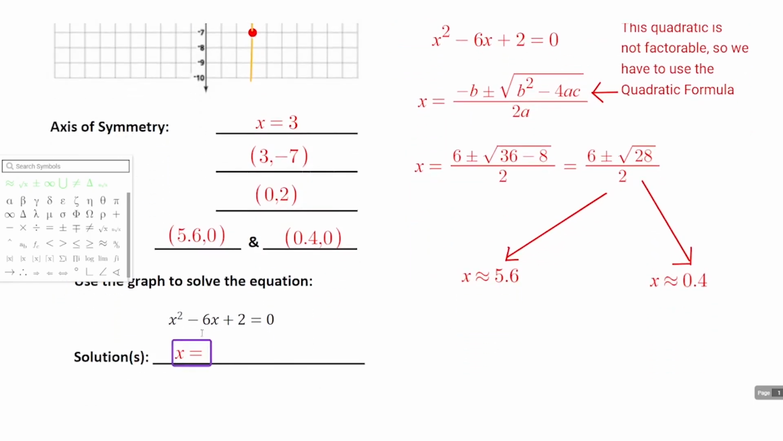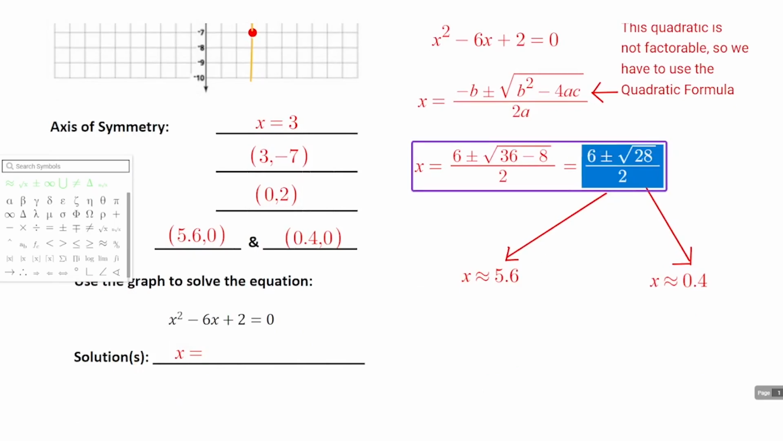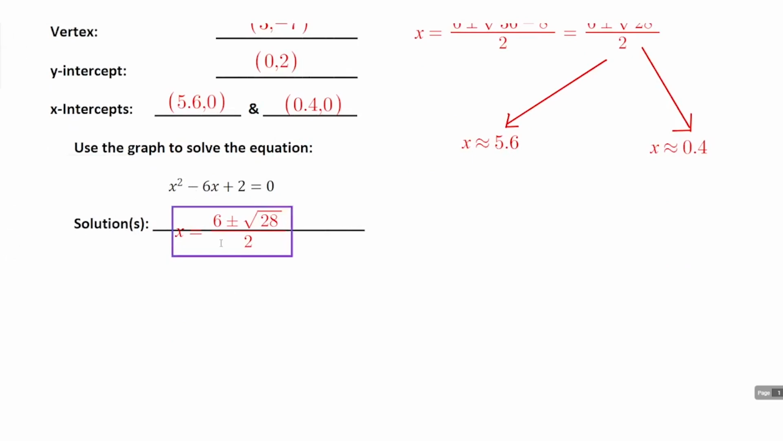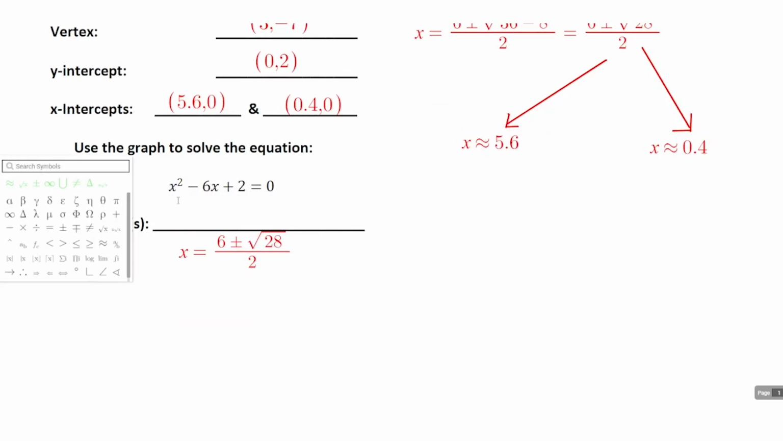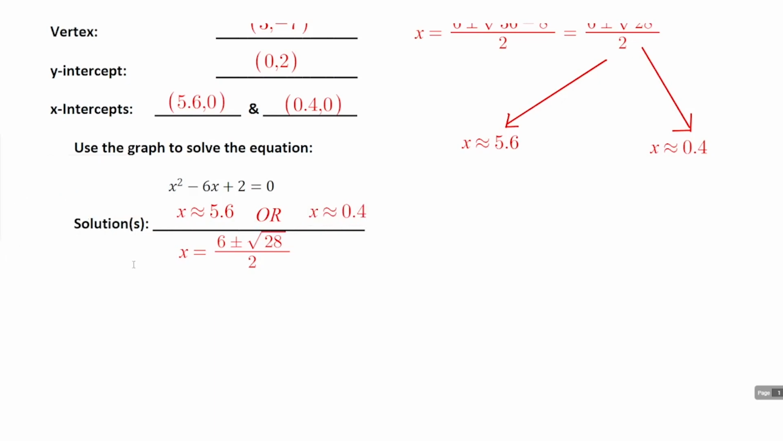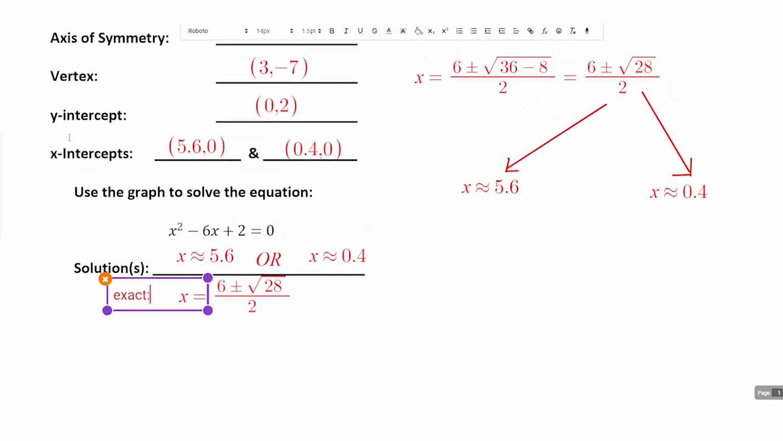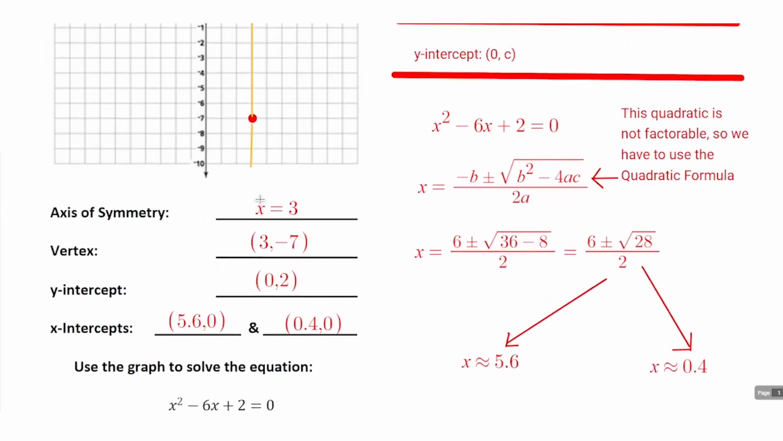If you're just looking for the straight up solutions, you could just write them both like this. Or you could write them separately if we want to round here. Say x is approximately 5.6, or x is approximately 0.4. Here are the exact solutions down here. So now we can go ahead and plot those 2 points, 5.6 and 0.4.